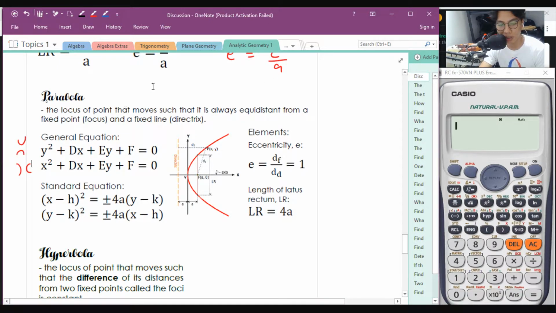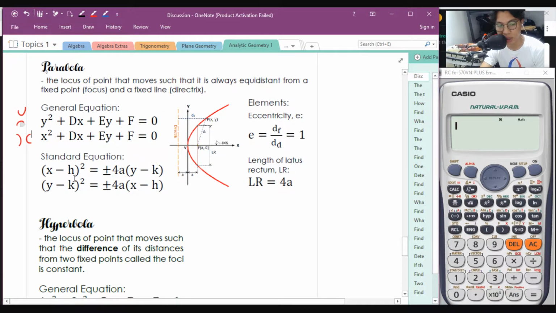For the standard equation, this is it: x minus h squared equal to plus or minus 4a. A here is, wait, the x-axis, I think. It is the domain of your latus rectum, where LR is equal to 4a. It is just the reverse. This general equation means that your center is not at 0, 0 or the origin.